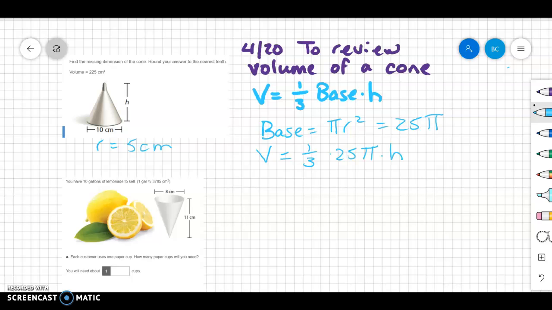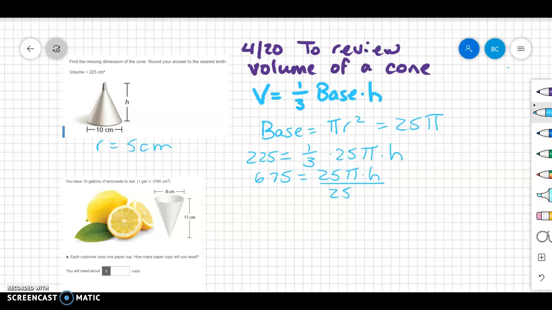times h. And the problem actually told me that the volume was 225 centimeters cubed. So I'm going to substitute in that 225. Now, I could certainly calculate 25 pi right now, but I actually like to keep it in terms of pi until the end of the problem, because then I'm not having to do rounding along the way. So the first thing I'm going to do is multiply both sides by 3. So I get 675 equals 25 pi times h.